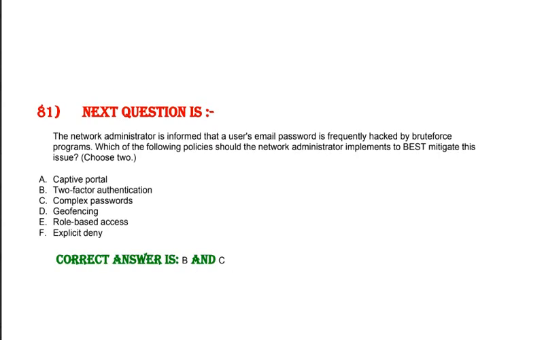Question is, the network administrator is informed that a user's email password is frequently hacked by brute force programs. Which of the following policies should the network administrator implement to best mitigate this issue? Choose two options. Option A, captive portal. Option B, two-factor authentication. Option C, complex passwords. Option D, geofencing. Option E, role-based access. Option F, explicit deny. Correct answer is option B and option C.